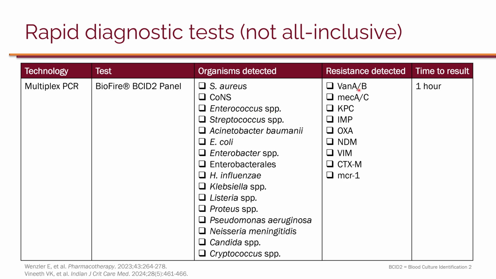Now, these tests can also detect resistant genes. So there are a number of them listed here, which we will discuss another time. Now, you don't necessarily need to memorize the list of these organisms and these genes, but what you do need to know is that this test is capable of detecting some of the most common genes for resistance. And this test is pretty fast, so you can have the results within an hour.